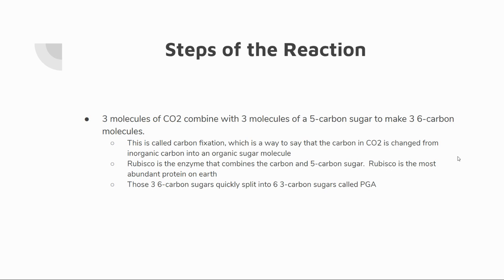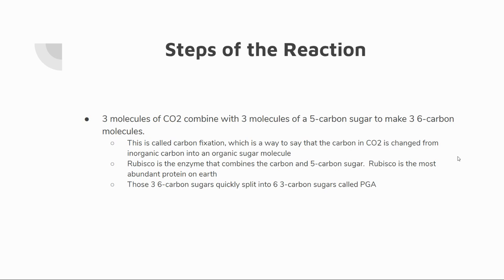All right, so the steps of the Calvin cycle: a little bit more nitty-gritty, a little bit more terminology-based than the light-dependent reaction. Three molecules of carbon dioxide combine with 3 molecules of a 5-carbon sugar to make 3 6-carbon molecules. This is called carbon fixation. Carbon fixation is a way to say that the carbon in carbon dioxide is changed from inorganic carbon into organic sugar molecules. The carbon in carbon dioxide is inorganic and cannot be used by living organisms. It has to be fixed.